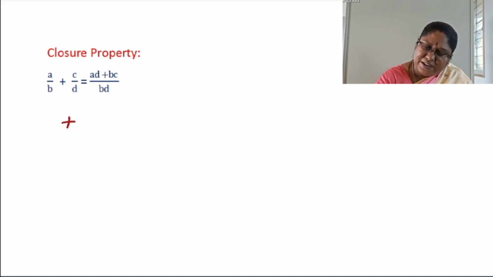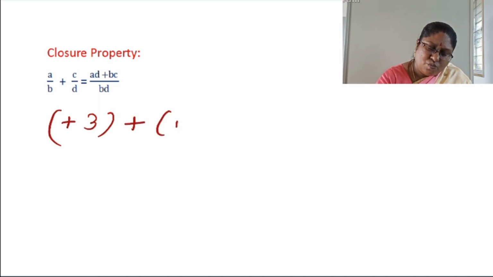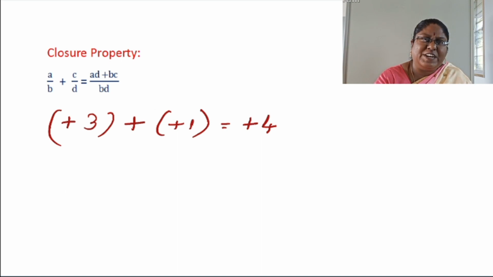So you have plus 3 white coins plus 1 white coin. Totally how much will you have? White coins 4, so plus 4. Represent like this. When white coins are joining, you get white coins. That means a plus number and another plus number. If you are doing addition, the result will be positive only.